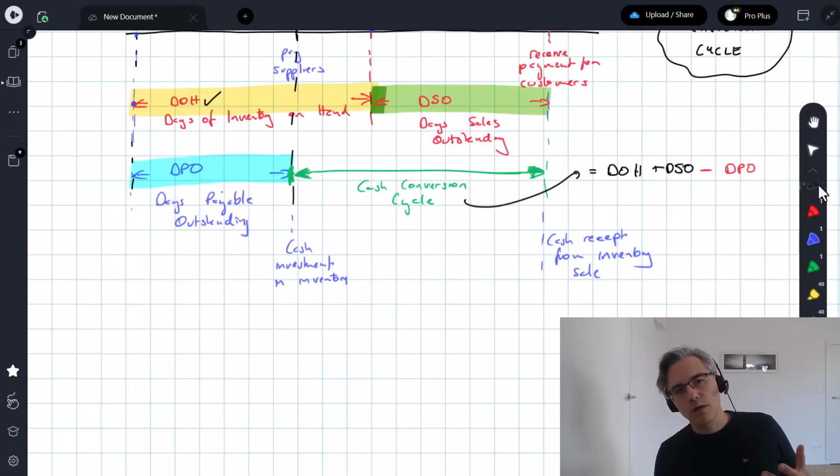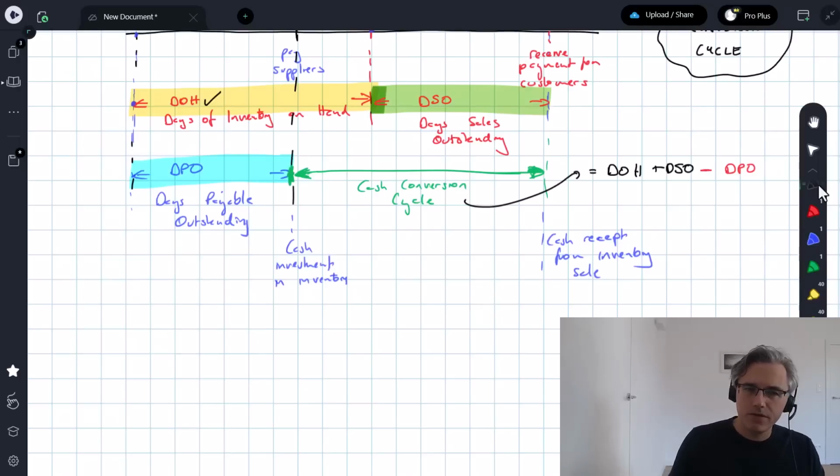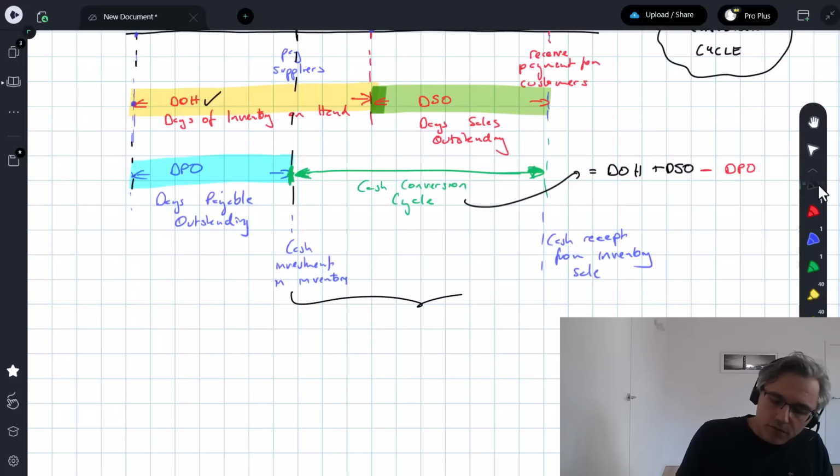Now, your book, as I said, contains some examples of this computation, but nowhere in this section on corporate issuers are you actually required to compute the DPO, DSO, or DOH numbers. That is required elsewhere. Now, the ideal situation would be to make this CCC, the cash conversion cycle, short, or better still, even negative.